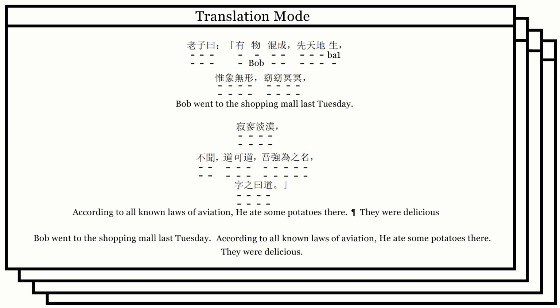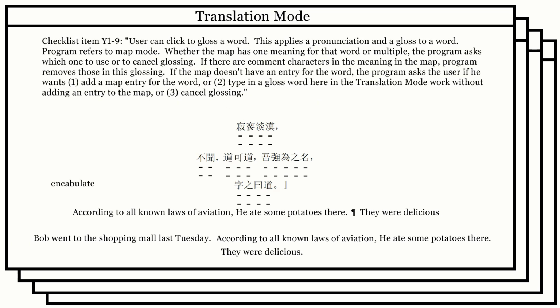We've finally got to glossing and autoglossing. Checklist item 1-9: user can click to gloss a word. This applies a pronunciation and a gloss to the word. Program refers to map mode. Whether the map has one meaning for that word or multiple, the program asks which one to use or to cancel glossing. If there are comment characters in the meaning in the map, program removes those in this glossing.